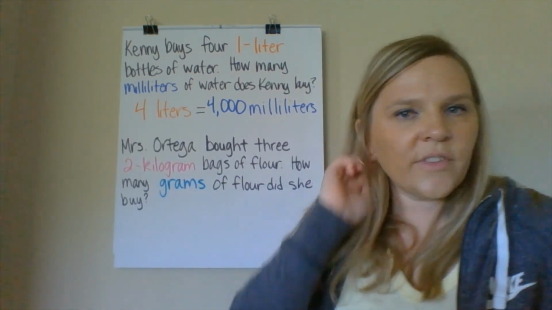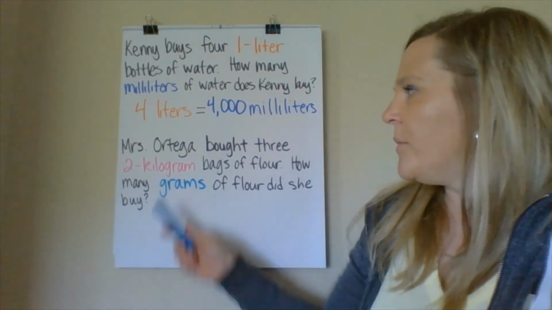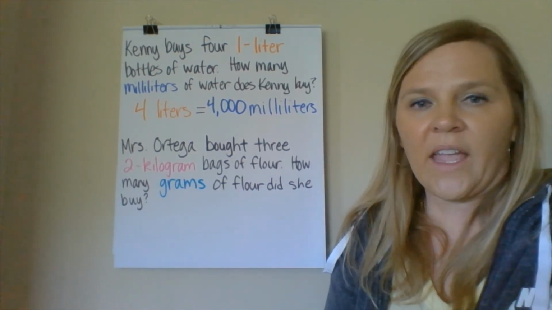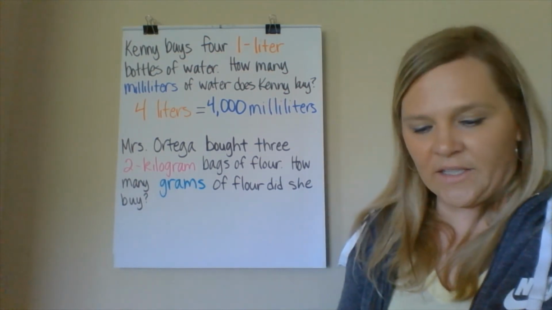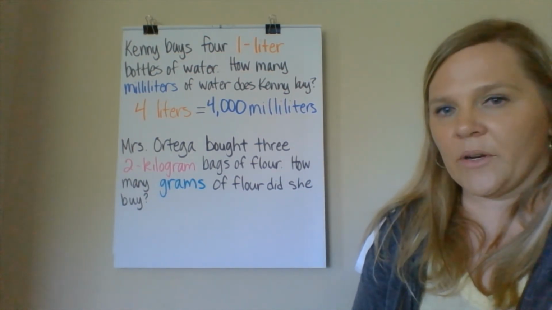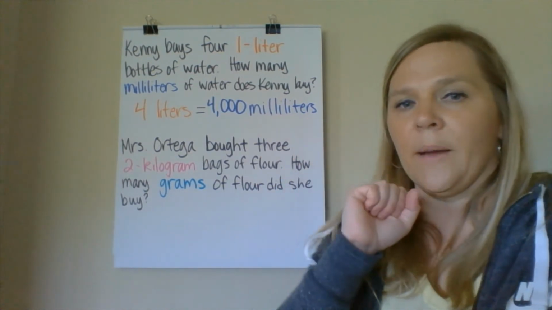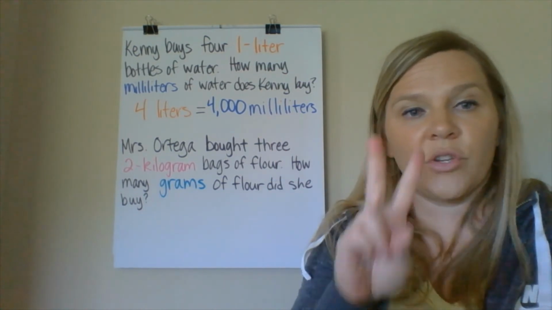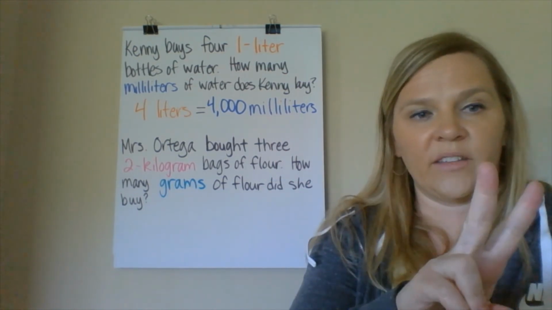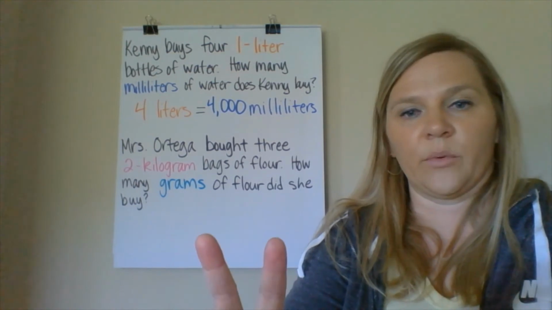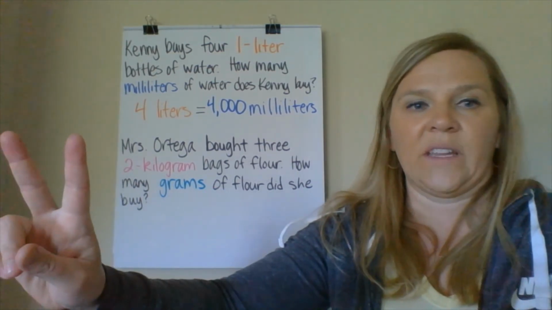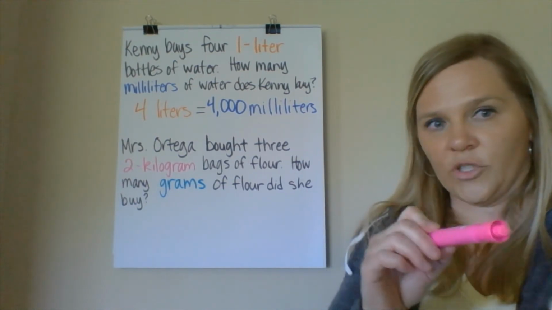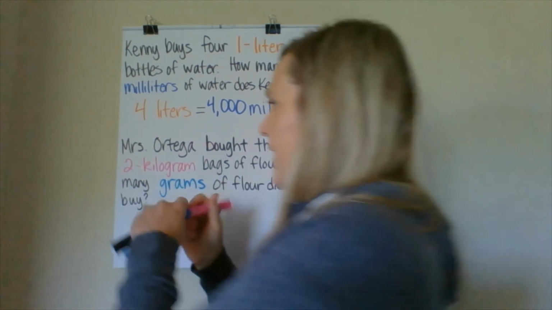So he has a total of 4,000 milliliters when he has those 4 liters of water. All right, and our last question for the day, let's take this one with Mrs. Ortega buying 3 2-kilogram bags of flour. How many grams of flour did she buy? So remember, she bought 3 bags, and each of them are 2 kilograms. So we have one that's worth 2 kilograms here, one that's worth 2 kilograms here, and one that's worth 2 kilograms here. So how many total kilograms is that?